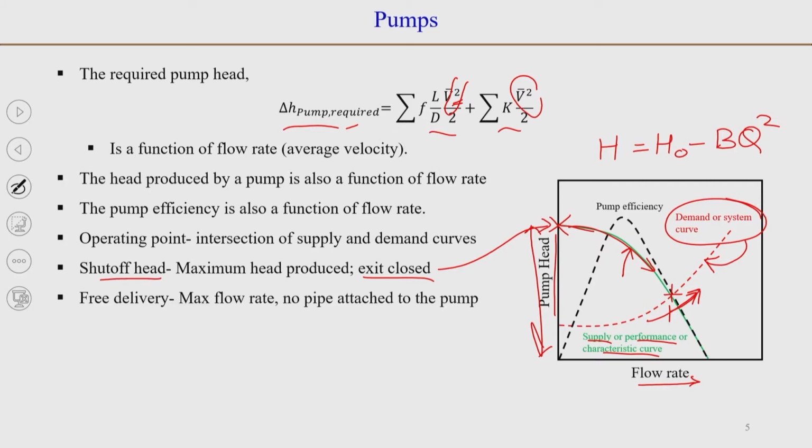Then another point is when you have maximum flow rate, and when will that happen? Maximum flow rate is at this point, and here you can see the head is 0. So, head required will be 0 when you do not have any major and minor losses, and that will happen when there is no pipeline downstream of the pump. That is, no pipe attached to the system, which you also call free delivery. Okay. So, that is the pump performance curve.